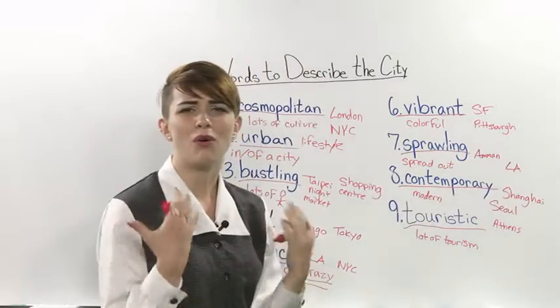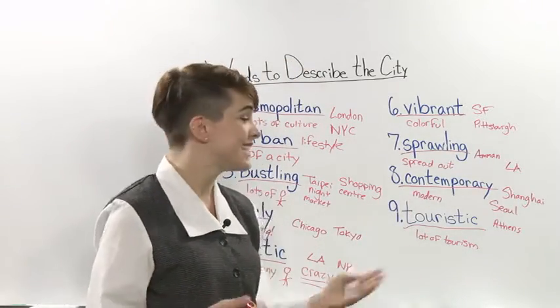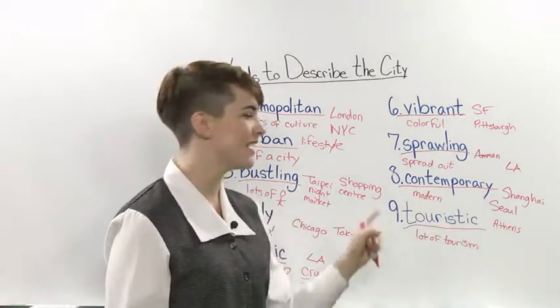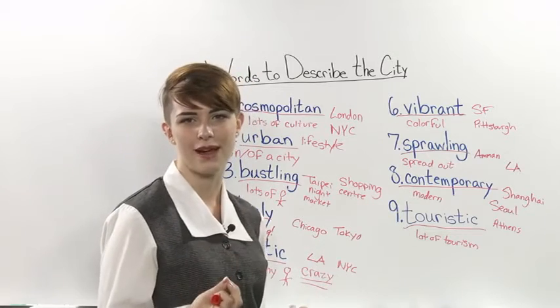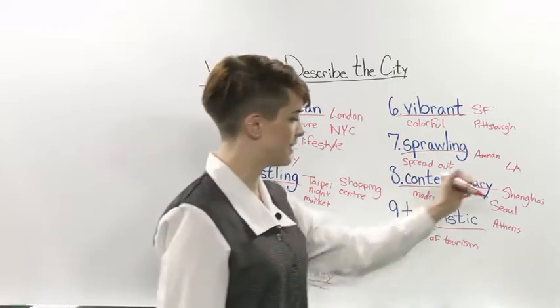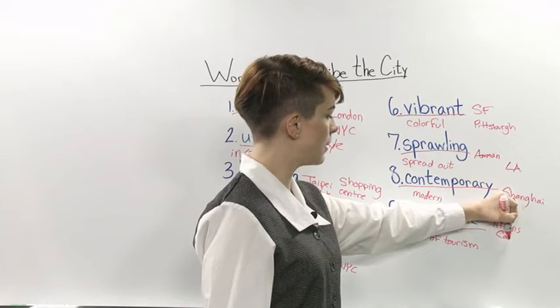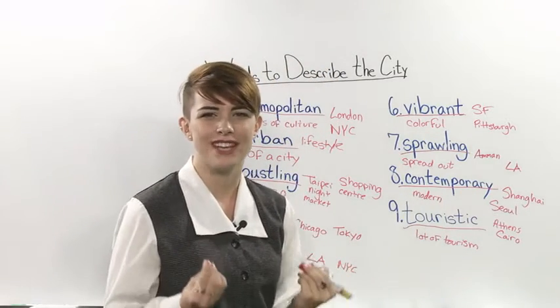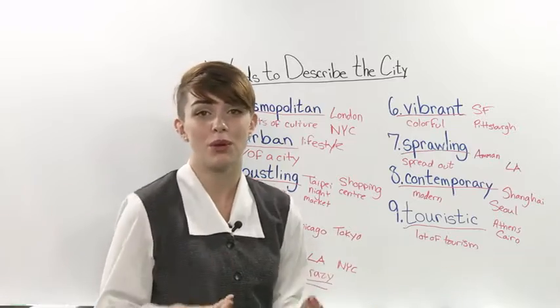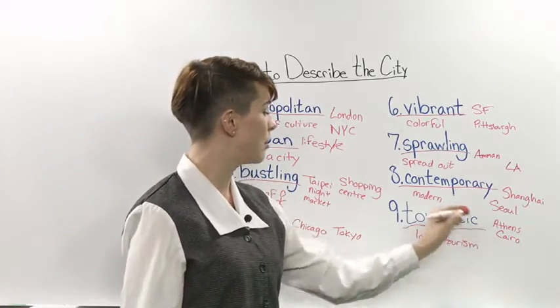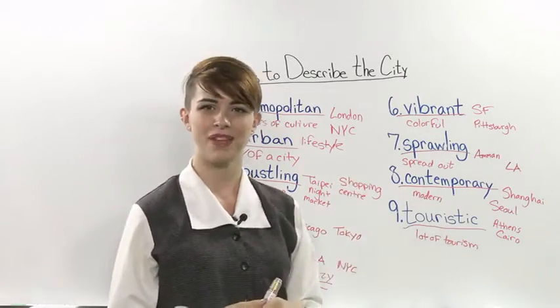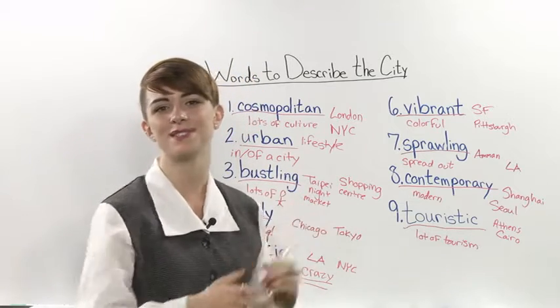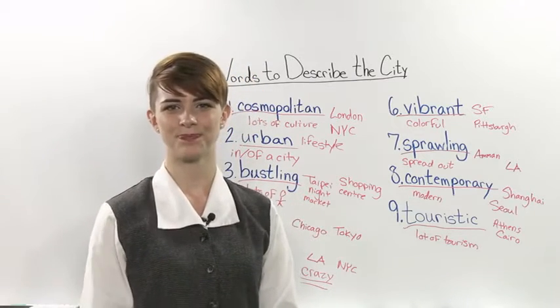There's a lot of old, beautiful things to see in Athens, making it very touristic all year round. Another touristic city is Cairo. In Cairo, you have a lot of ancient history that people all over the world want to see, making Cairo very touristic. And that is all of our words used to describe cities.